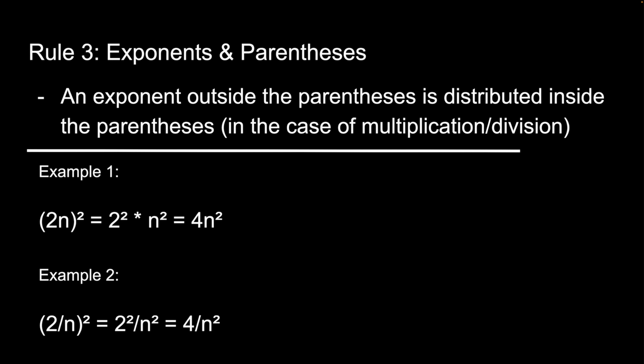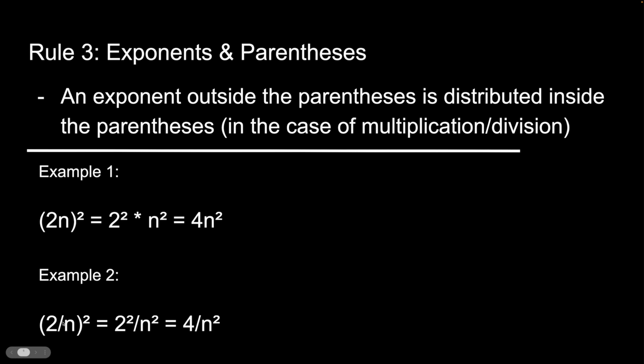The third rule is exponents in parentheses. An exponent outside the parentheses is distributed inside the parentheses in the case of multiplication and division. So what does that mean? Here we have this expression 2n whole squared. We cannot simply square the 2 because we'd also have to square the n since everything is included inside the parentheses. So here what you do is you take the 2 to the second power, and you also take the n to the second power. So this would simplify to 2 squared times n squared, and 2 squared is 4, so this would simplify to 4n squared.